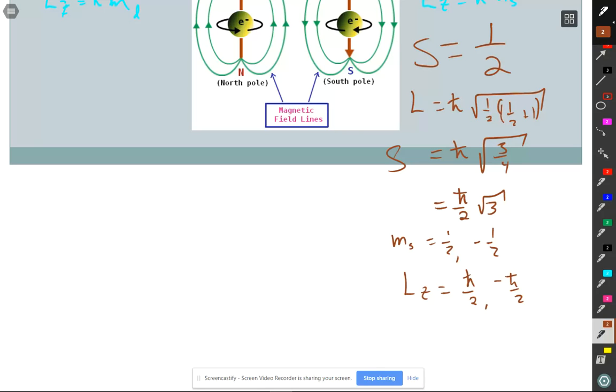Wait, neutrons are also fermions? Yes. Protons, neutrons, electrons are all fermions.